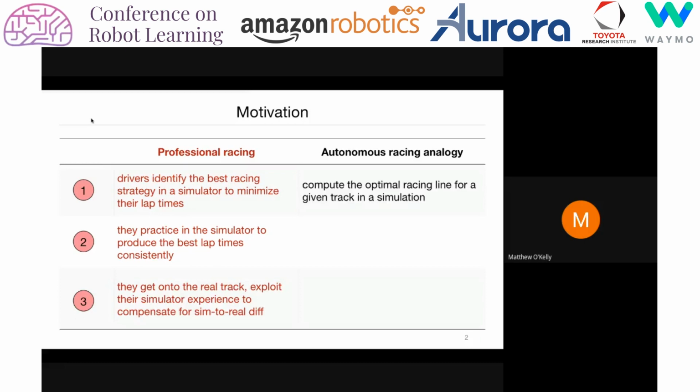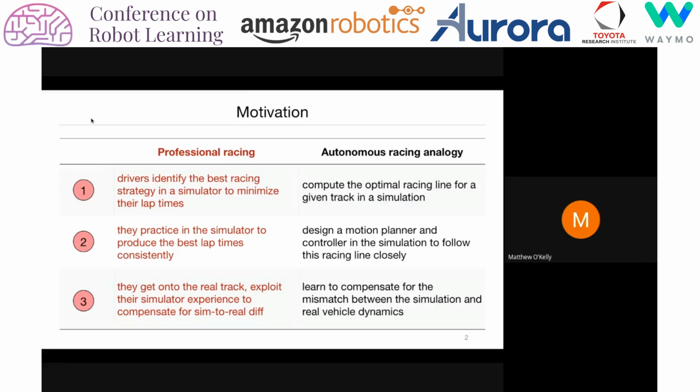The steps taken by professional racing drivers can also be used to develop autonomous racing algorithms. In this setting, we first compute the optimal racing line, given a track profile. Then we design a motion planner and controller that will help follow this racing line closely. Finally, we must learn to compensate for the model mismatch that may occur between the simulation and the real vehicle dynamics.